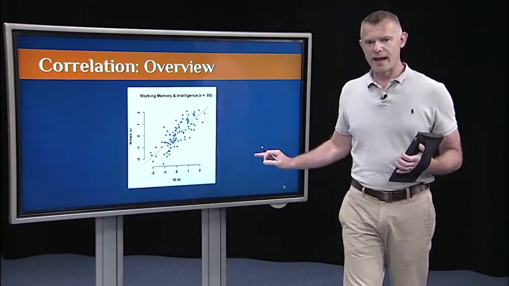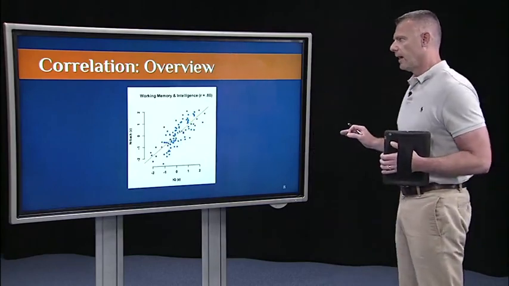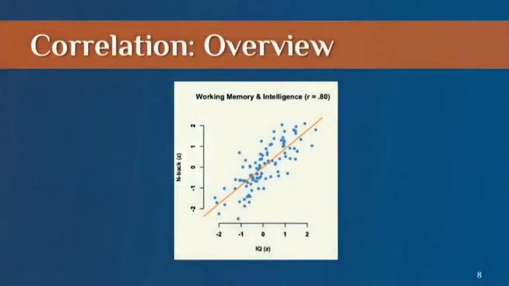So here's an example of a scatter plot illustrating that correlation. This is actually a really strong correlation. We exaggerated it just to make it clear that this is a very strong positive correlation. What we're looking at is a correlation between intelligence and working memory. On the x-axis, I have IQ scores, and you'll notice that they're standardized, on that z-scale. I know that because the mean is 0.